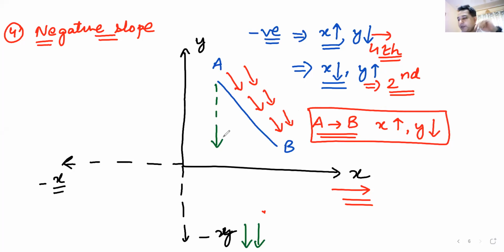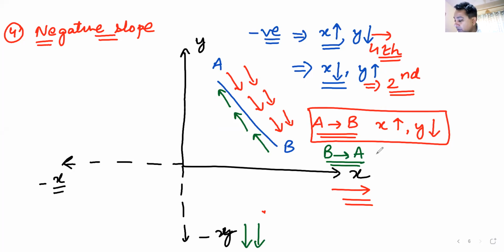Okay. Then tell me what is happening when I'm going from B to A. Look at this. This is B to A. What is happening when I'm going from B to A? Anyone? No one?